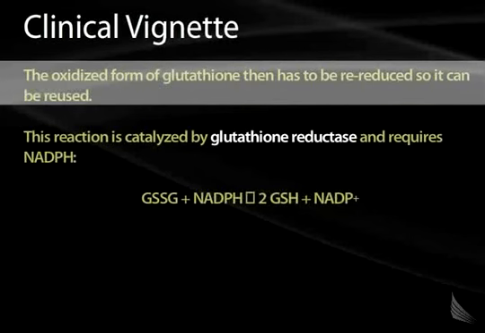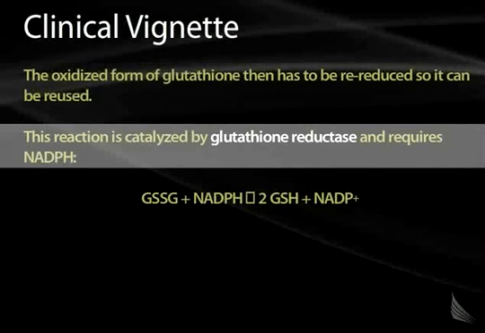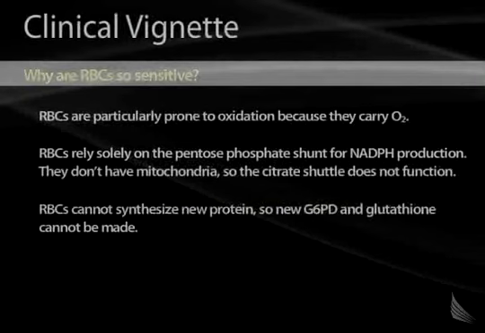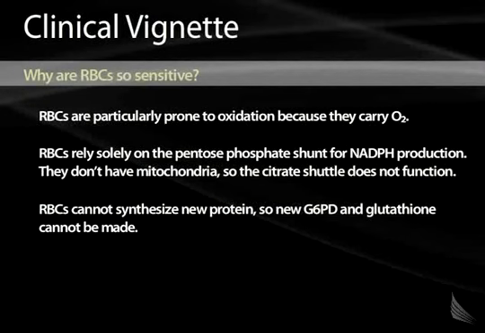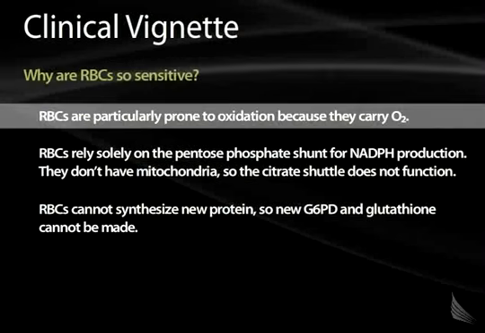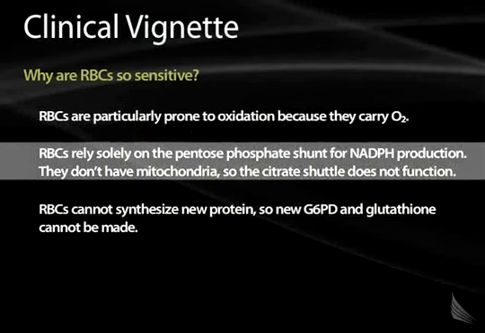The oxidized form of glutathione has to be re-reduced so that it can be recycled and reused. The reaction of recycling glutathione is catalyzed by glutathione reductase, and it requires NADPH as indicated below. So why does this disease only occur in red blood cells? Why don't we see other cells in the body that are affected by this disease? Well, one reason is that red blood cells are particularly prone to oxidative damage, and this is because they're professional oxygen-carrying cells. The other reason is that red blood cells rely solely on the pentose phosphate shunt for NADPH production.